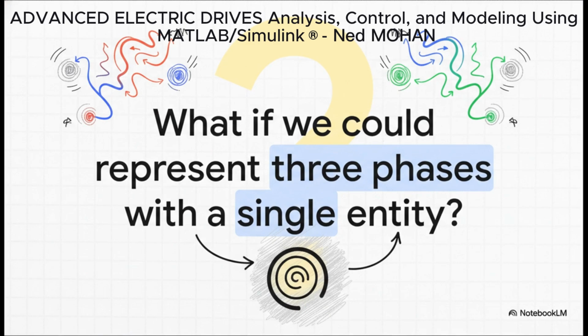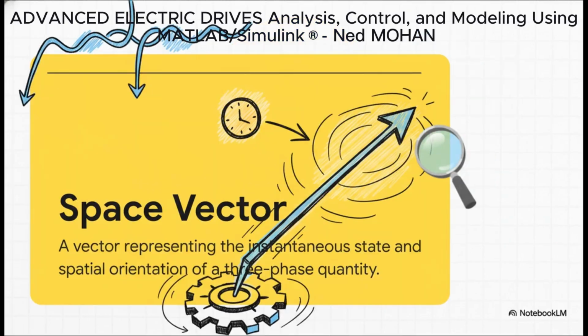So let's just pause and think about this for a second. What if we didn't have to track three separate, messy, time-varying currents? What if we could boil down their total combined magnetic effect into one single, elegant entity? Well, that's exactly what a space vector is. It's one vector that at any single moment in time tells you two things: the total magnitude of a three-phase quantity, like current or flux, and, critically, its physical spatial orientation inside the machine's air gap.